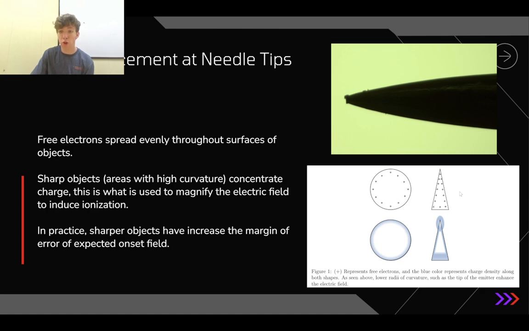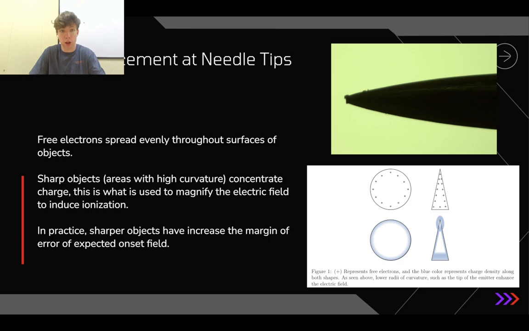However, with sharp tips, to even out their electric field, they will have increased charge at these areas of higher curvature. So, for example, in this needle, I haven't measured this exactly, but this should be around 20 micrometers. That's pretty sharp, and that means that using this sharper needle, you will have a higher electric field when a voltage is applied.